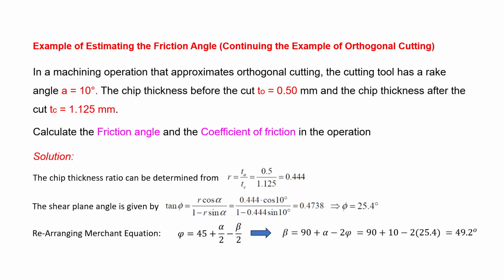Now that I know beta, I can simply calculate the coefficient of friction, which is the tangent of this beta. The mu is now equal to 1.16. That's quite a high value, by the way, for a coefficient of friction, but just remember that this is not friction between two basic surfaces, but between a cutting tool and the chip.